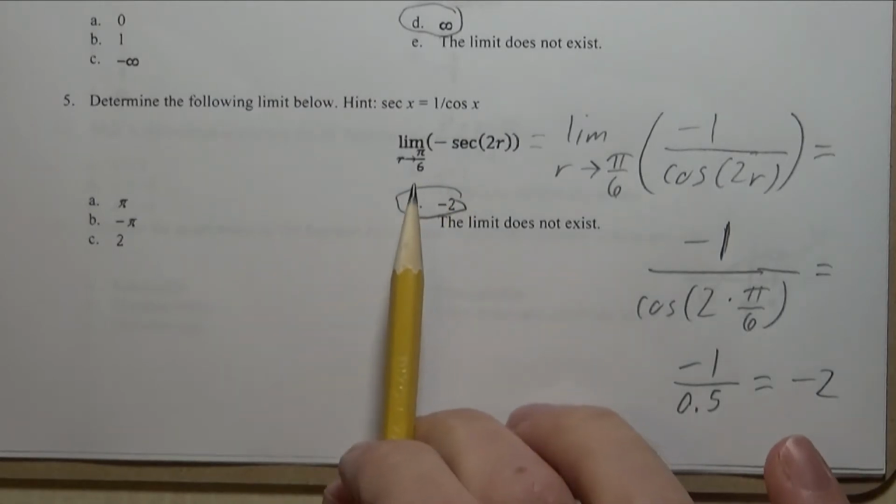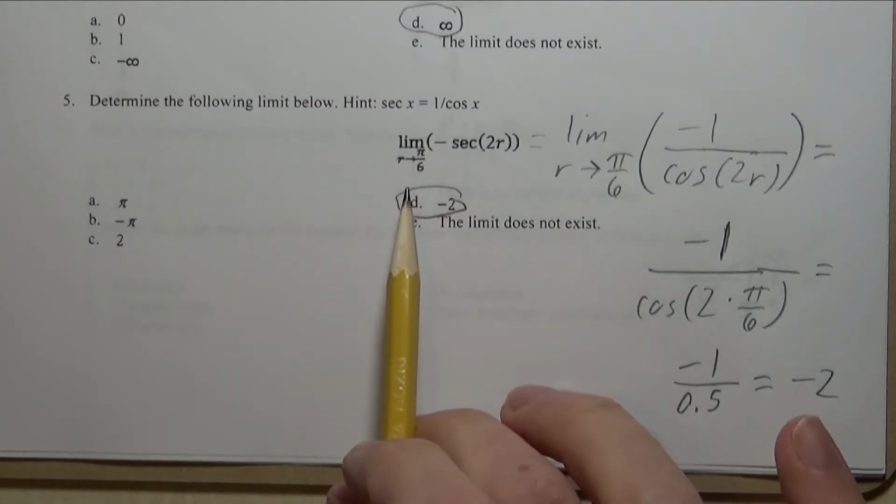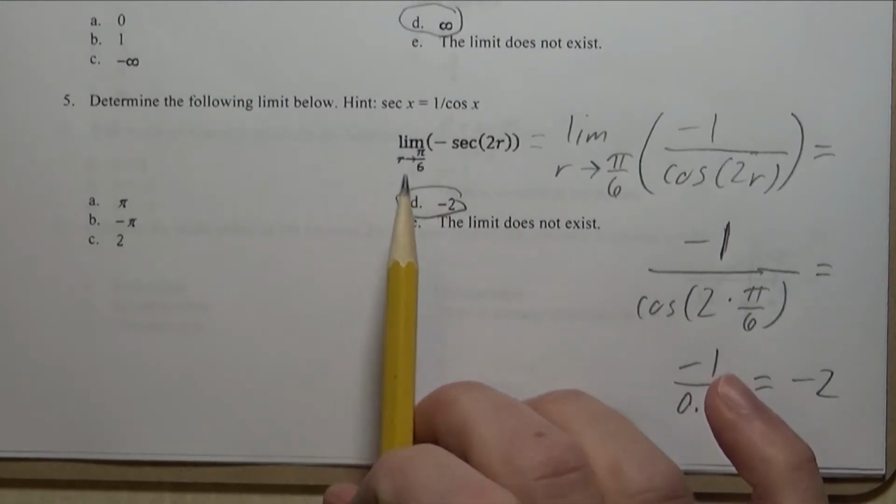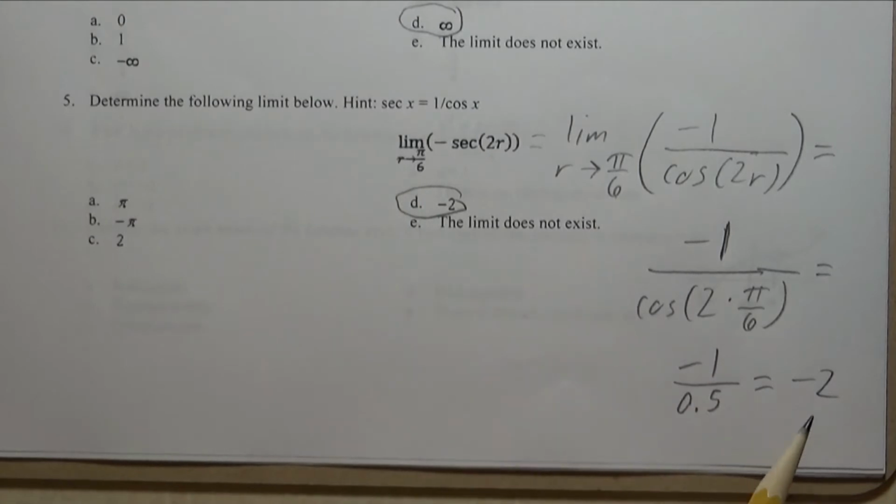So what this means is that the x trend, excuse me, the r trend, which is the input, gets really, really close to pi over 6. What does the output trend tend to do? Get really, really close to negative 2. And done.